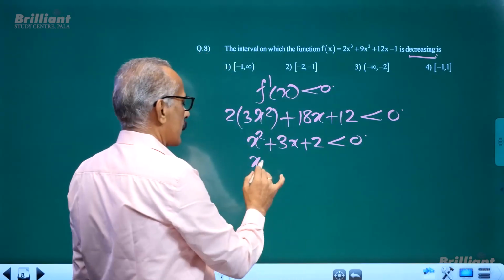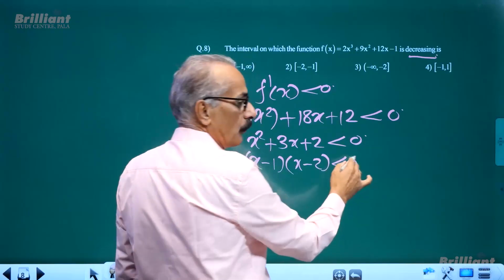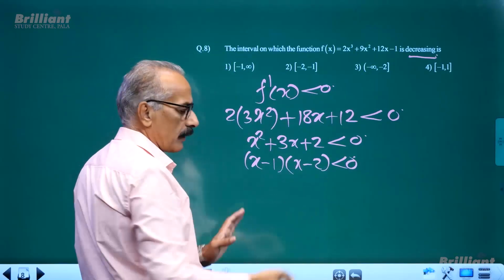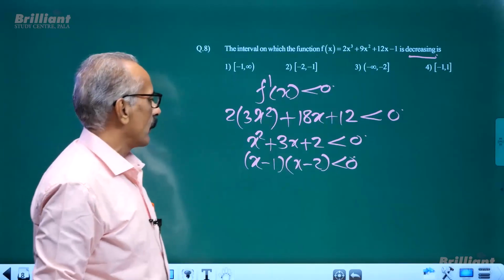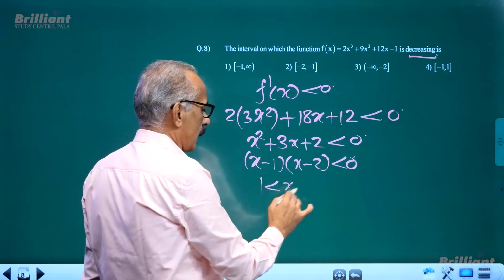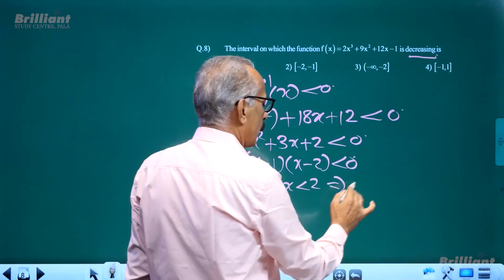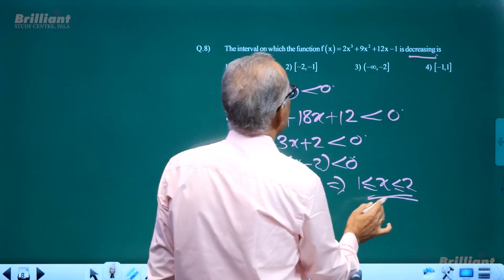So, this will be x minus 1 into x minus 2 less than 0. You know how to solve. This is a quadratic inequation which is less than 0, and the coefficient of x square is what there then? Positive. Therefore, 1 less than x less than 2. So, for increasing we say 1 less than or equal to x less than or equal to 2. You can write this also.